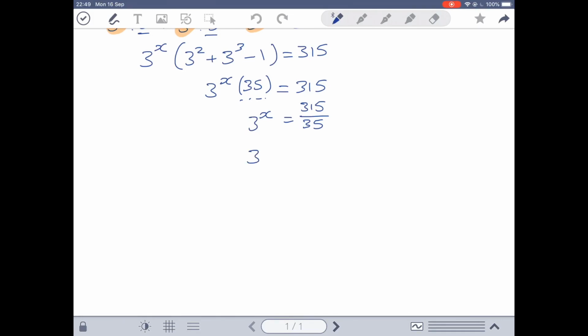We then have 3 to the power of x is equal to 9. You'll see if you divide 315 by 35, you end up with 9. And now there's a familiar number that we can put to a base 3. Therefore, 3 to the x is equal to 3 squared. I can now again do our favorite move and drop our bases, keep the exponents, and we note that x is equal to 2 in that expression.